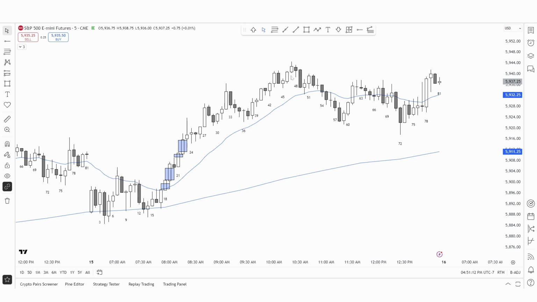45, 46, 47. 3 bull bars in a row, but they don't get followed through. Instead, this becomes a third leg within a third leg. Leg 1, pull back, leg 2, pull back, leg 3. Leg 1, pull back, leg 2, pull back, leg 3. So it's a nested third leg, a nested wedge top here.